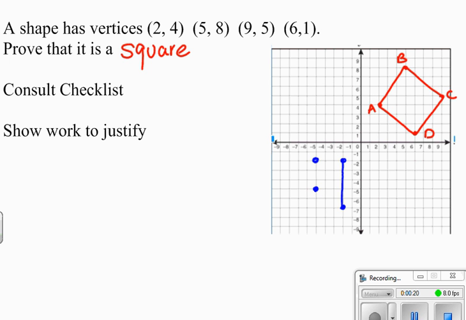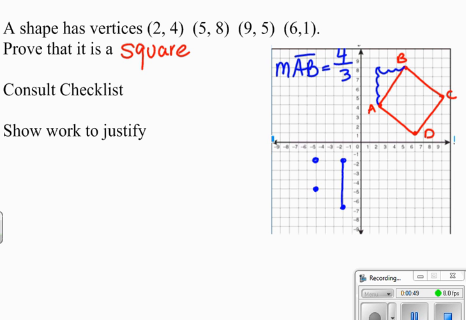We also need to show that opposite sides are parallel and that adjacent sides are perpendicular, meaning we need 4 right angles here because it's a square. So let's start with our slope. Let's find the slope of AB. I'm going to count my rise over my run. That's up 1, 2, 3, 4. So rise 4 and right 1, 2, 3. The slope of AB is 4 over 3.